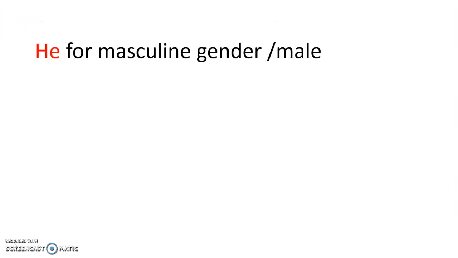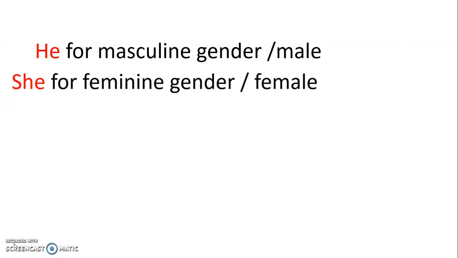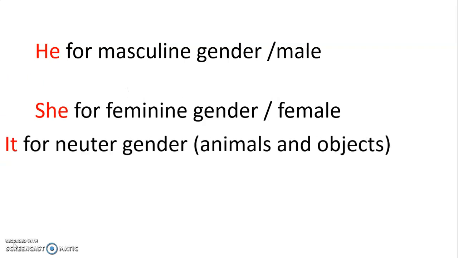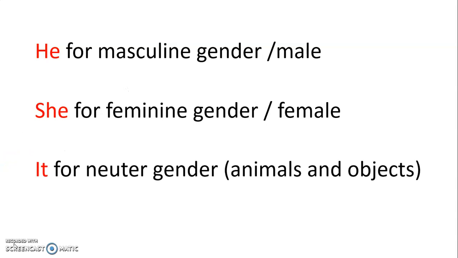So from this we understand that he is used for masculine gender or males. She is used for feminine gender or females. And it is used for neuter gender, that is animals and objects.